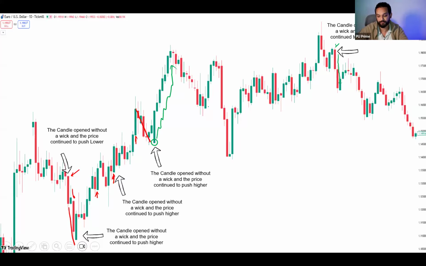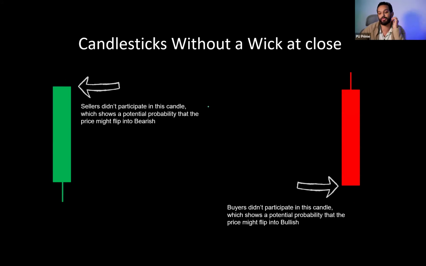This is what we need to learn. Now, if you see the candle closed without a wick, what does it mean? This means, guys, that the sellers didn't participate in this trade. There were no sellers. So what does it mean? There is a 50-50 chance that the sellers are going to participate in the next candle. Because they didn't take any chance to participate at the close of the bullish candle, they might take it in the next candle, and we can expect that the price is going to flip.